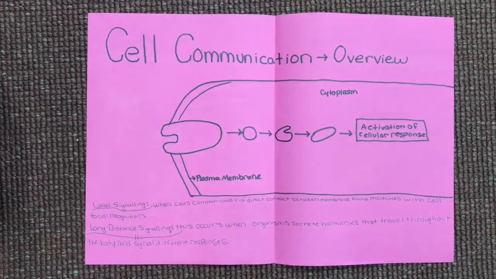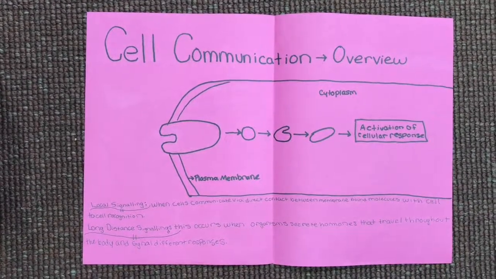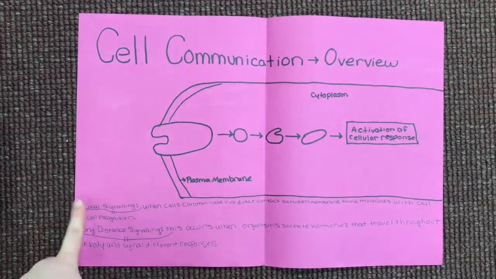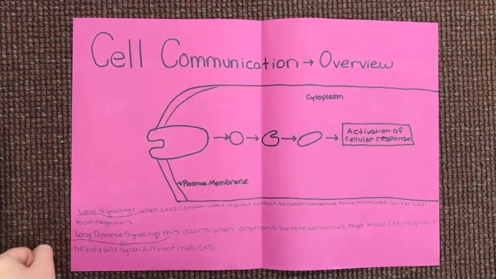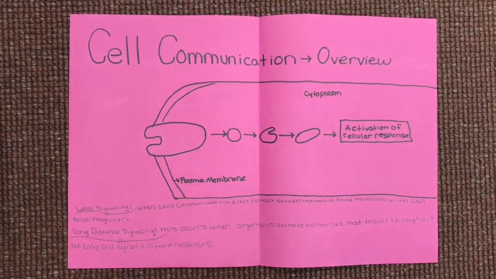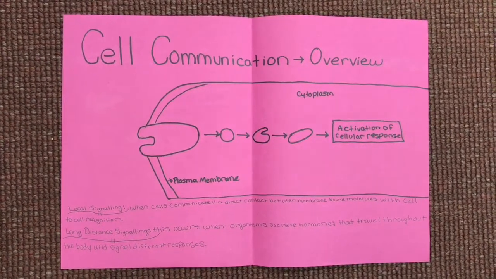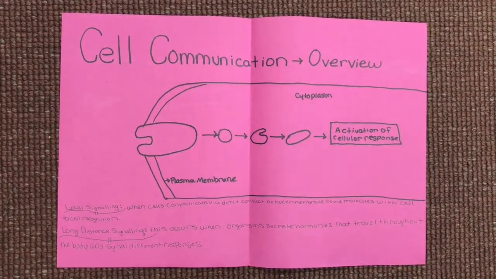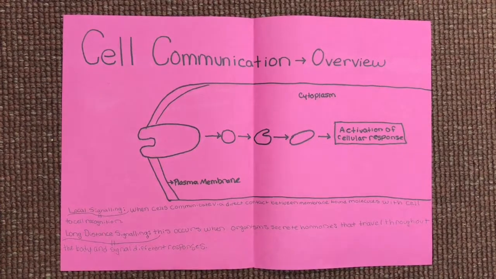So in order to understand how Alzheimer's disease develops in the body, we must first understand how cells communicate. First, there are two types of cell signaling, local signaling and long-distance signaling. Local signaling occurs when cells communicate via direct contact between membrane-bound molecules with cell-to-cell recognition. And then long-distance signaling occurs when organisms secrete hormones that travel throughout the body and signal different responses.